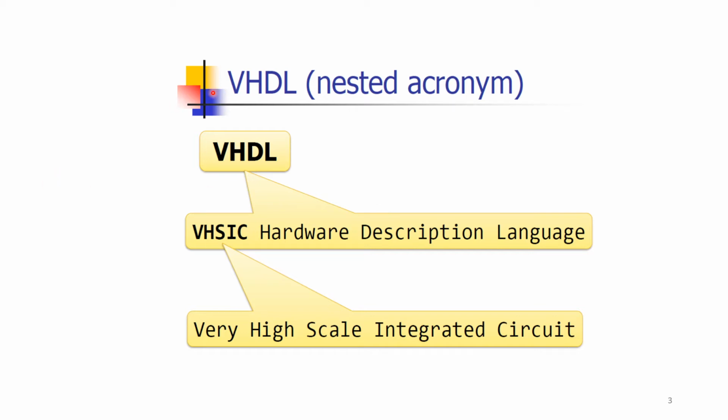So now comes VHDL. VHDL is a nested acronym. Here HDL stands for hardware description language, and V is for VHSIC, which is very high speed integrated circuit.